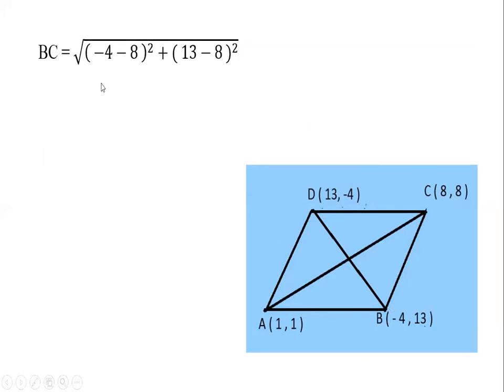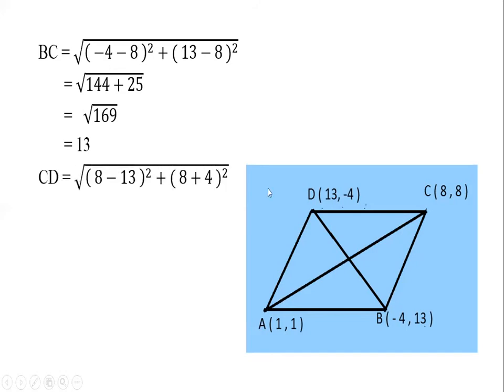BC. Using distance formula, boys, we get root over (4 minus 8) whole square plus (13 minus 8) whole square. Here 4 minus 8 means minus 12. Minus 12 whole square means 144, plus (13 minus 8) whole square, that means 5 whole square, that means 25. 144 plus 25 means 169.